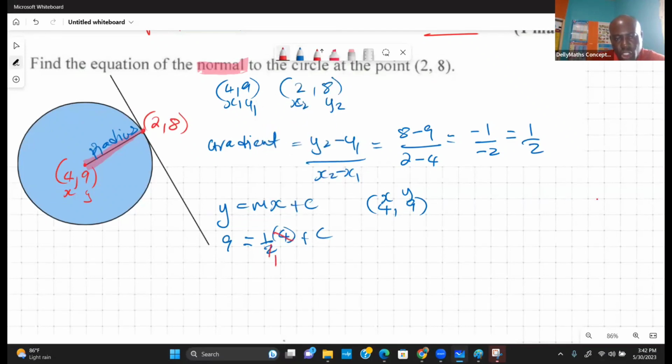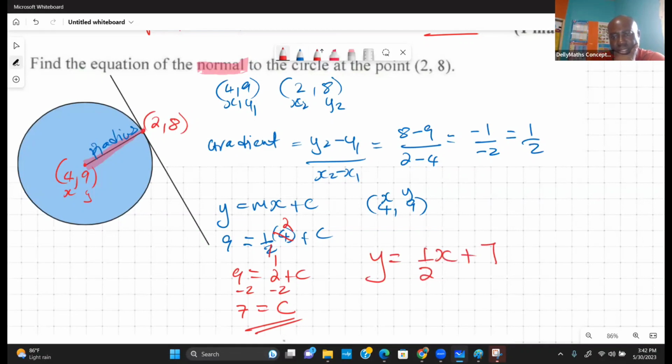We're seeing where we could cancel here. 2 into 1, 2 into 4, 2. So we have 9 equal to 2 plus c. Subtract 2 from both sides. 7 is equal to c. All right. So the fact that we have our c value, then we could say y is equal to half x plus 7. And that is the equation of the normal to the circle at that point.